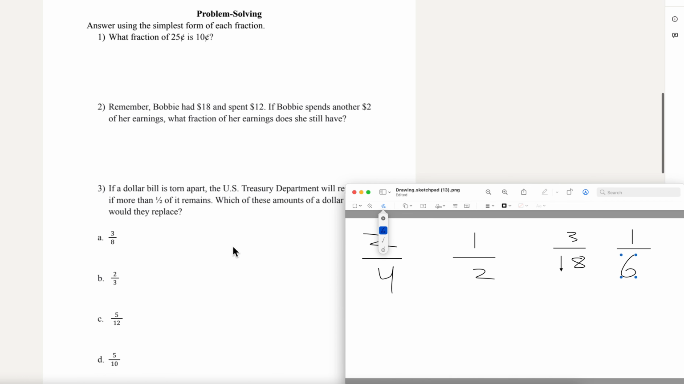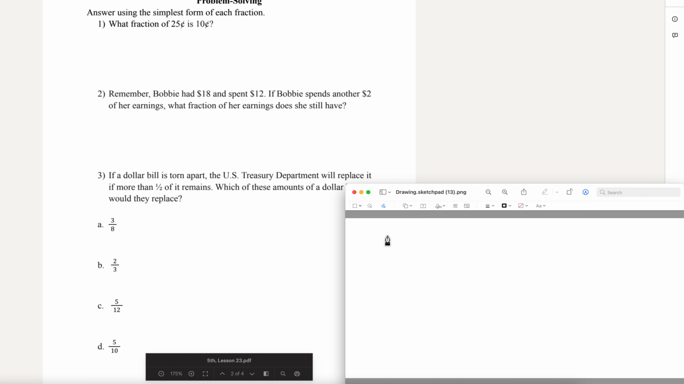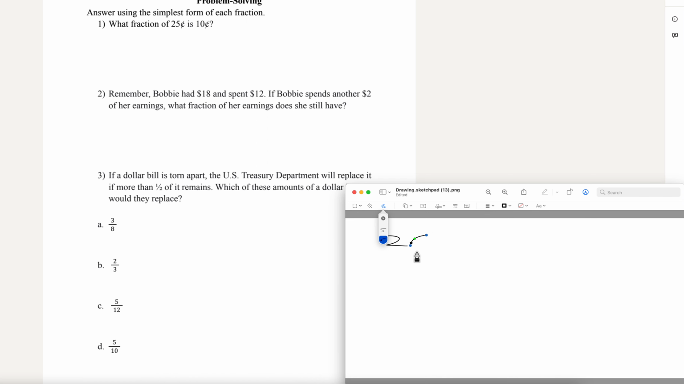Okay, problem solving. Answer using the simplest form of each fraction. What fraction of 25 is 10? Here, let me just drag this down here. 25 and 10. You could divide both of these numbers by 5, which will result in 2 over 5.